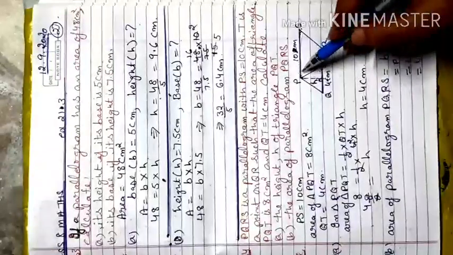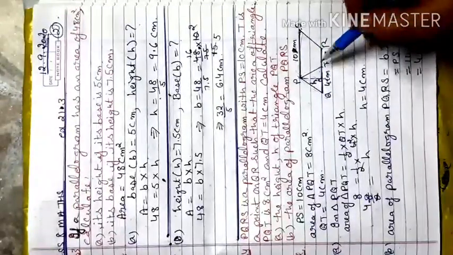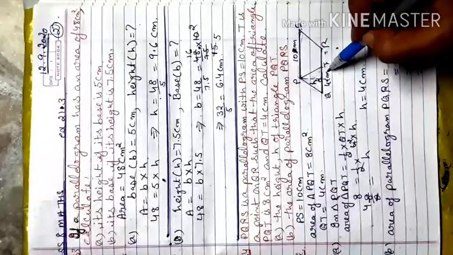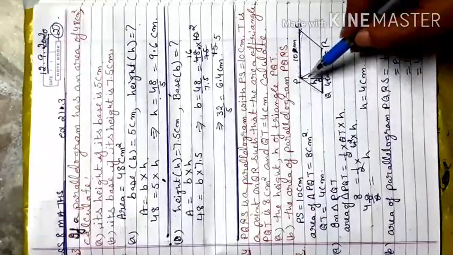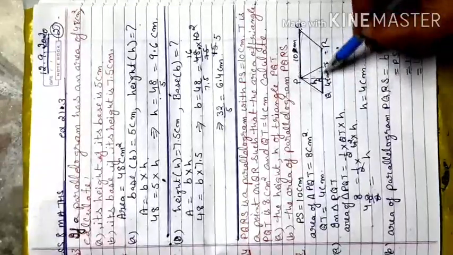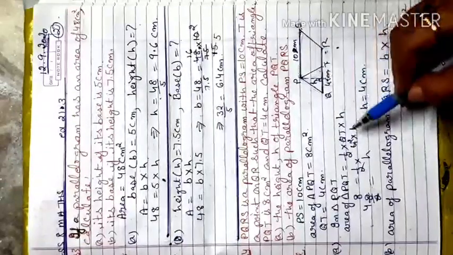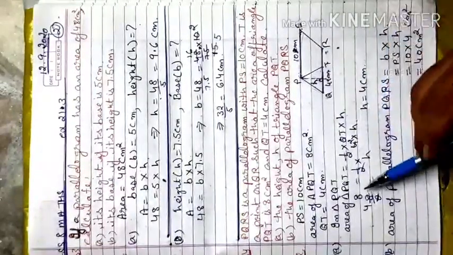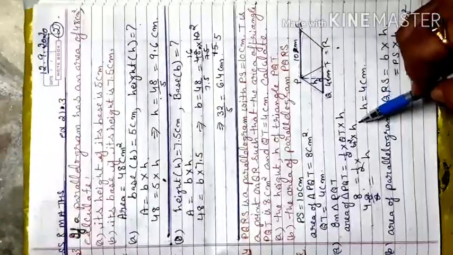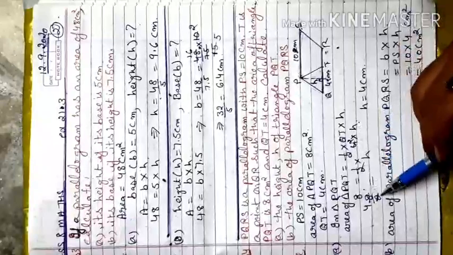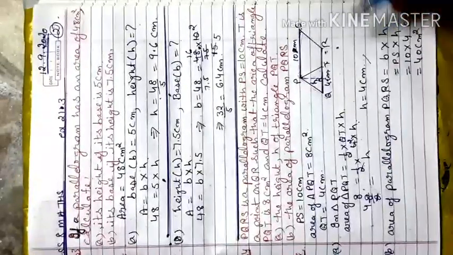First you have to use this triangle for finding the height. You are given the area of PQT, that is 8 centimeter square, and the base and height are also there. Using the formula of area of triangle, half into base into height, you can directly find the height. Area is 8, QT is the base 4, so 8 by 2 is 4, so height is equal to 4 centimeter.